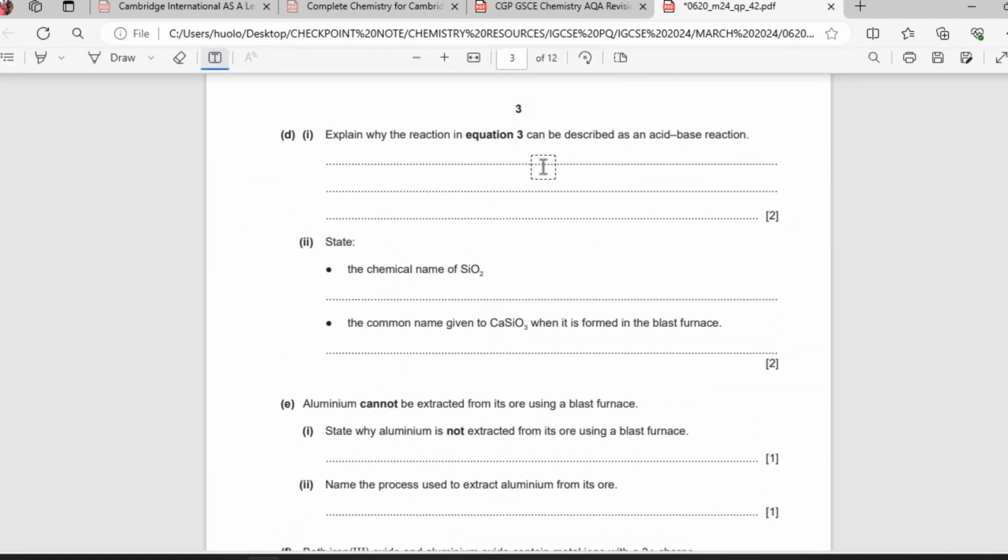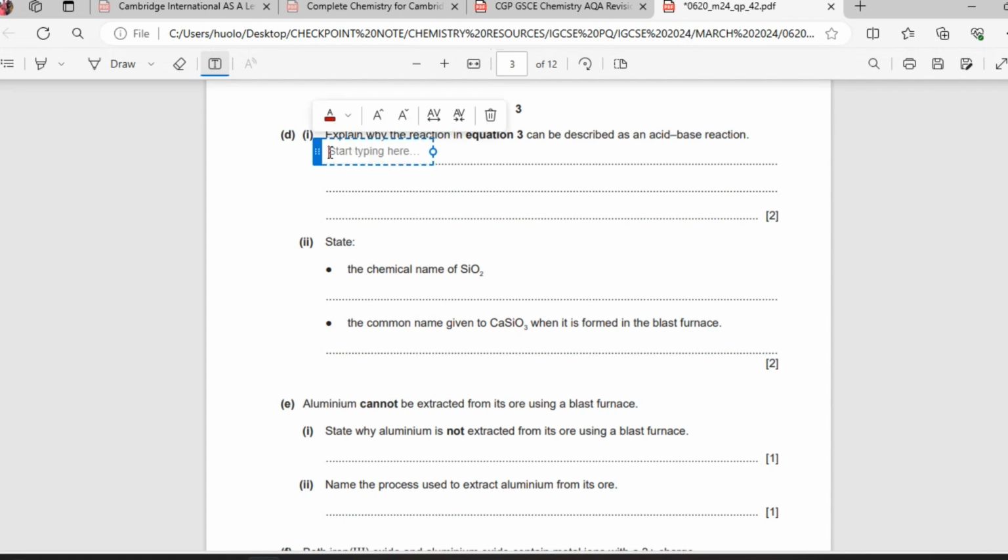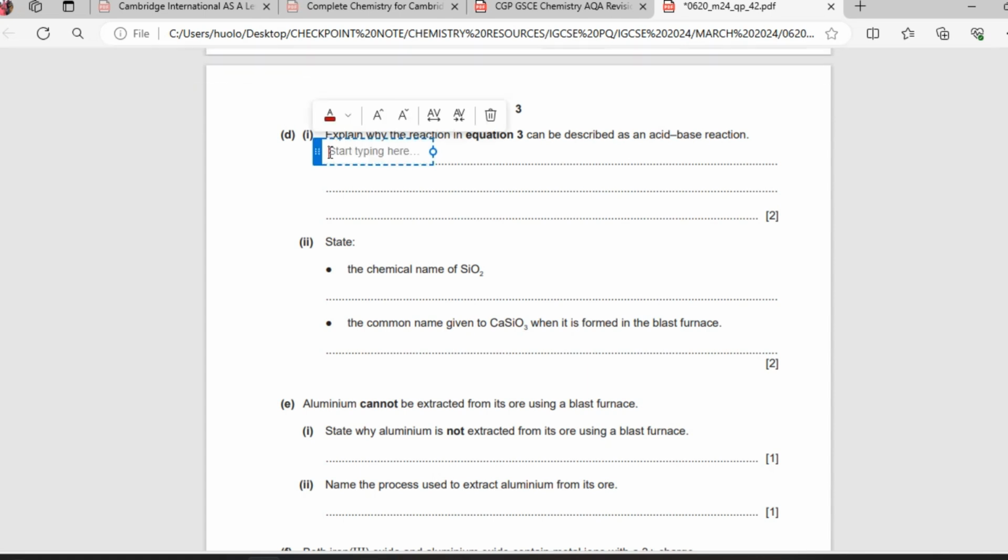So what you are writing is that oxides of metals are bases, and calcium oxide is a base.